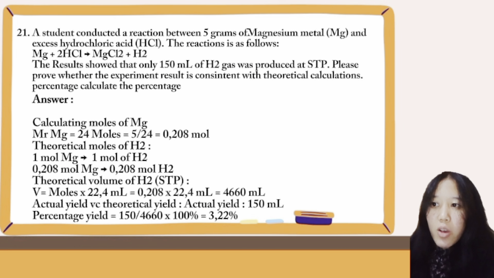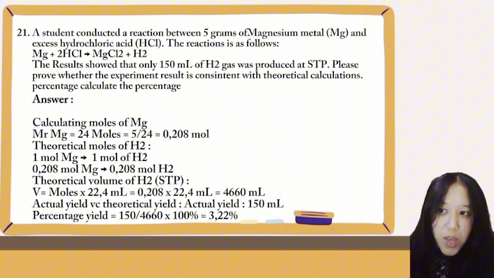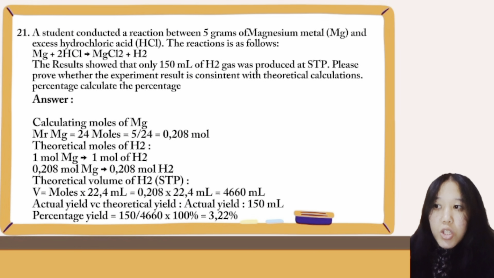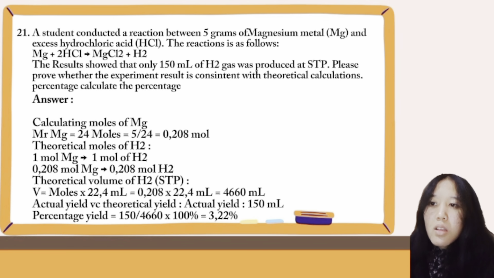Furthermore, the theoretical volume of H2 at STP is equal to moles multiplied by 22.4, which is equal to 0.208 multiplied by 22.4, which is equal to 4.69 liters, which is equal to 4,660 milliliters. Next, actual yield versus theoretical yield.